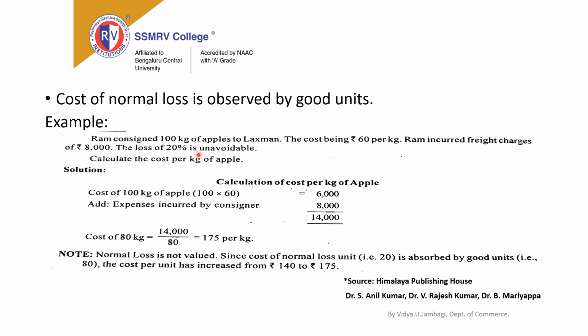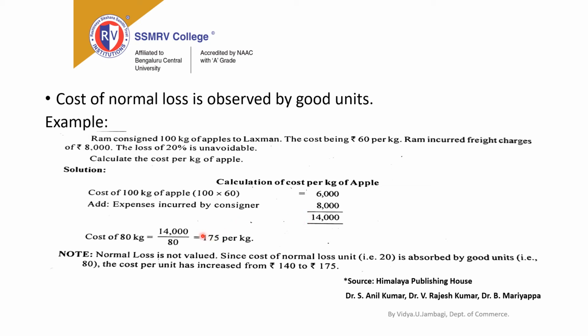The loss of 20% is unavoidable. So that means it is normal loss. Since it says unavoidable, it is nothing but normal loss. We are asked to calculate the cost per kg of apple. So the cost of 100 kgs of apple is 100 into rupees 60 per kg, which is 6,000, plus we add the non-recurring expenses of the consignor, which is rupees 8,000. Therefore the total cost is rupees 14,000.